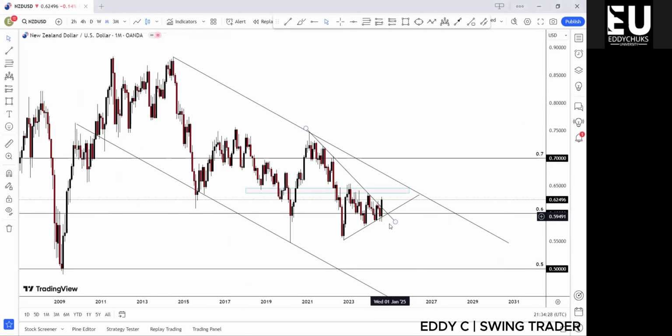And once we see the break, we are going to continue as the other base currencies also are telling us to do. So for NZDUSD, it's a very, very interesting trade to trade the upside, a continual buy to the upside.